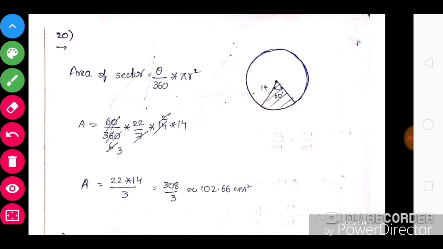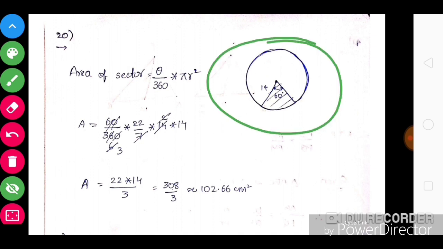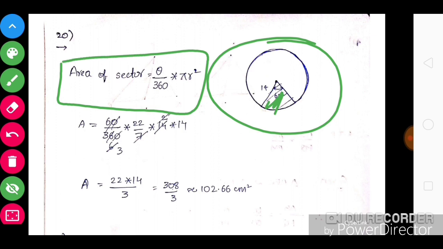Now see here, very easy question. We have to find the area of this sector. Directly we have the formula: area of sector is equal to theta by 360 into pi r square. Theta is 60 degrees, so 60 by 360 into pi into r square. R is 14. So directly we'll get the answer.